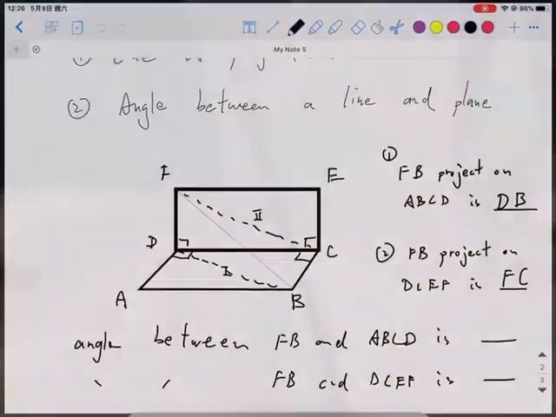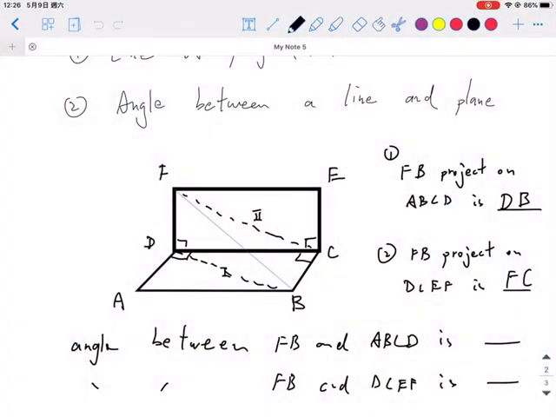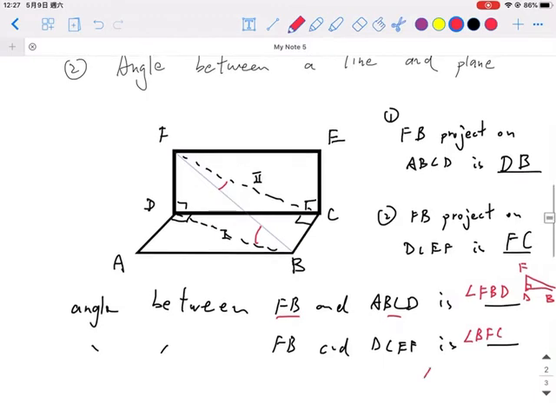Let's move back to our question. The first one, marked in red, is FB to ABCD, which becomes angle FBD, and the triangle FDB is a right angle triangle. The second one is FB to DCEF, which becomes angle BFC. And the triangle BCF is also a right angle triangle.